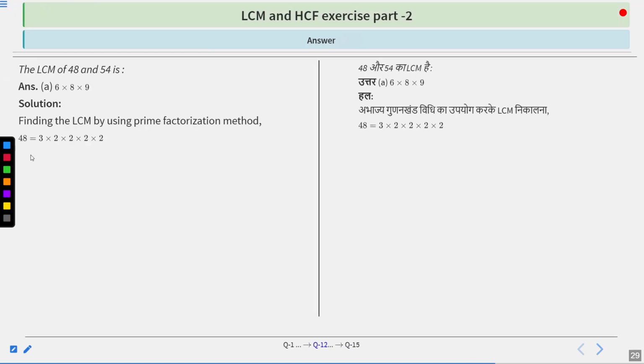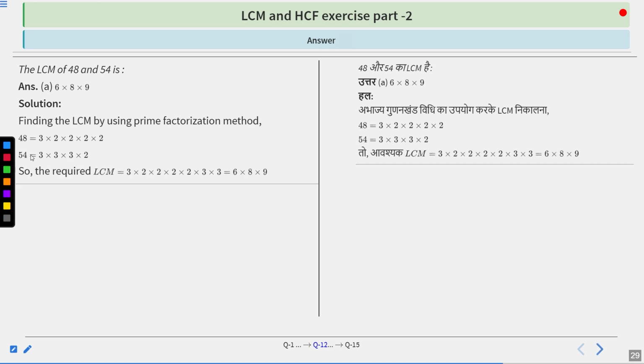Now, we are going to use prime factorization method to find out the LCM. So prime factors of 48 are 3 into 2 into 2 into 2 into 2. Similarly, prime factors of 54 are 3 into 3 into 3 into 2. Now to find out the LCM, we are going to look for the highest powers of 2 and 3. Here only 3 is present once, but here 3 is present thrice. So we are going to write 3 times, 3 into 3 into 3.